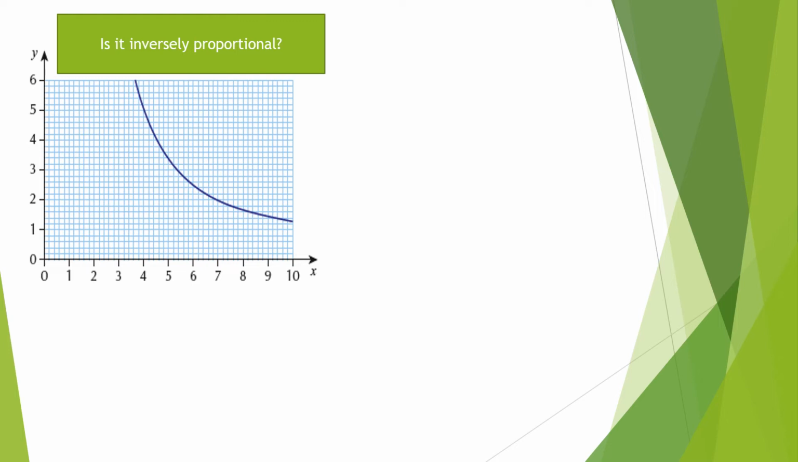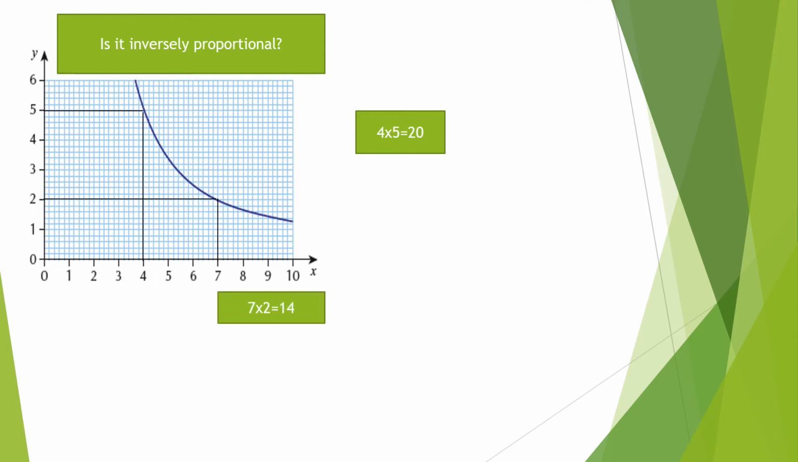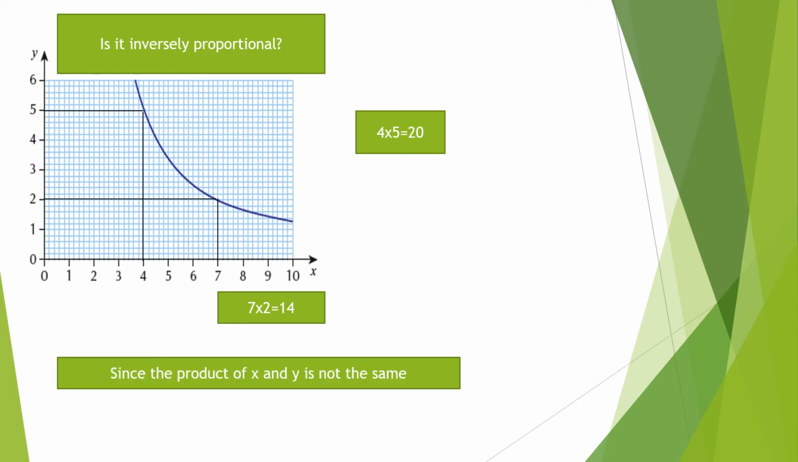We spoke in the previous video, we said that not all curved graphs are inversely proportional. So how can we explain if this one is inversely proportional or not? Let's take two points. Let's take 4, which is related to 5. So 4 times 5 is 20. Now let's take another point, 7 and 2. 7 times 2 is how much? It's 14. So 20 and 14 are not the same product. So this means that this one is not inversely proportional because the product of x and y is not the same.